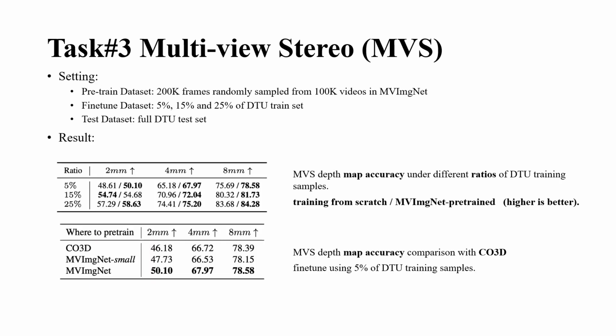Specifically, we pre-train a self-supervised MVS method on MVImgNet. Then, we fine-tune the pre-trained MVSNet on 5%, 15%, and 25% of DTU training samples, and evaluate on the DTU test set. The quantitative results in the tables report the error between the predicted and ground truth depth map, which indicates that the MVImgNet pre-trained model can improve the model trained from scratch by a large margin under the data-efficient setup.